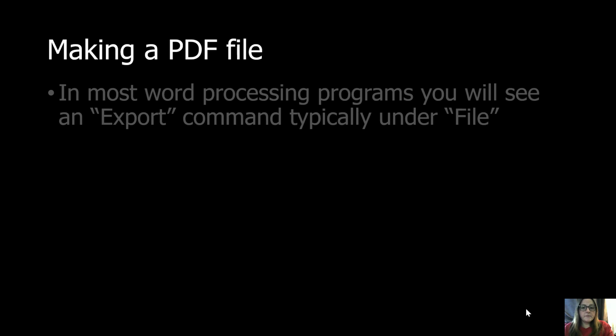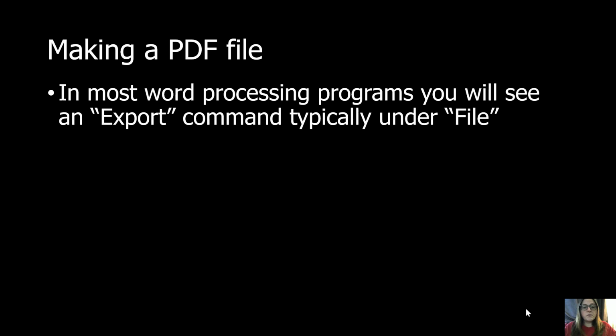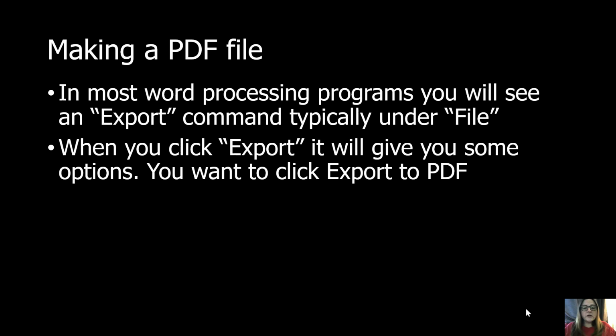Making a PDF file. In most word processing programs, you'll see an export command, typically under the file area. In Microsoft Word, it would be under File, and you go down to Export. When you click on Export, it will give you some options. You want to click Export to PDF. That's what you would do to make it a PDF file.